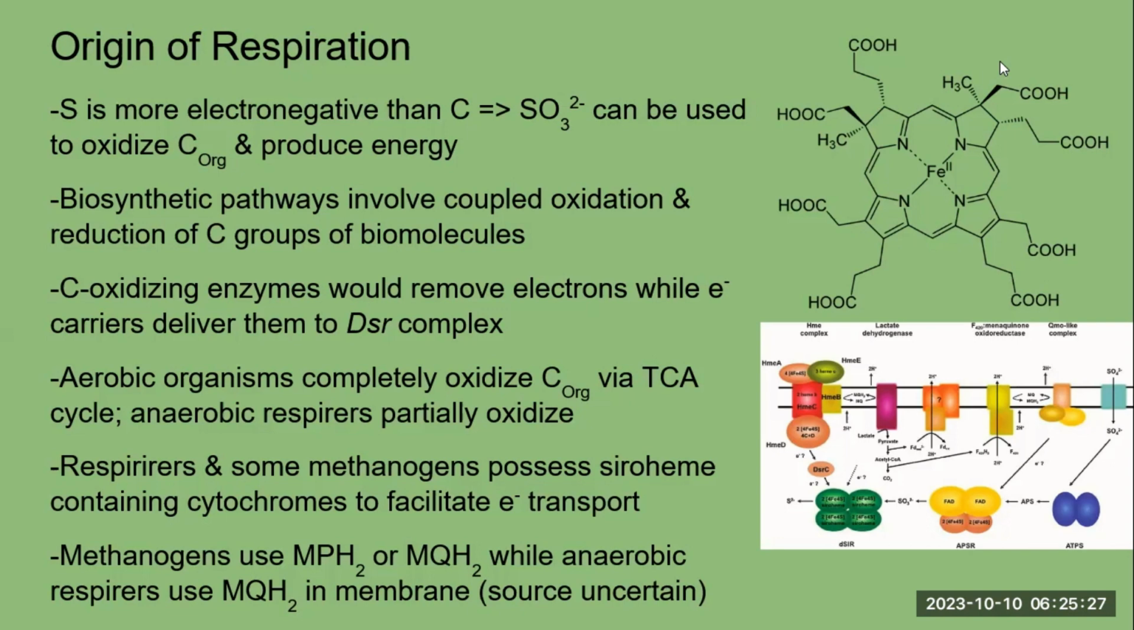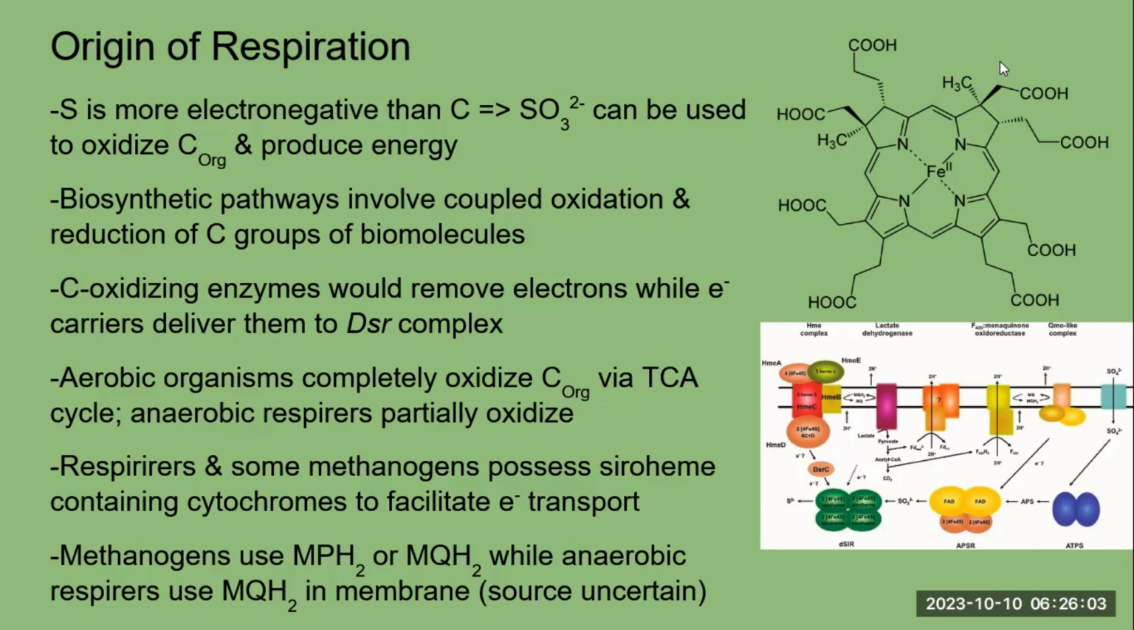While aerobic organisms nominally completely oxidize carbon via the TCA cycle, anaerobic respirers, those that use an electron acceptor besides oxygen, usually only partially oxidize carbon. These organisms don't have a set carbon oxidation pathway, and instead have an assortment of enzymes which take electrons off various organic molecules, and this can be seen as an intermediate between early biological redox coupling as part of biosynthesis pathways and an entire system to completely oxidize carbon for energy.